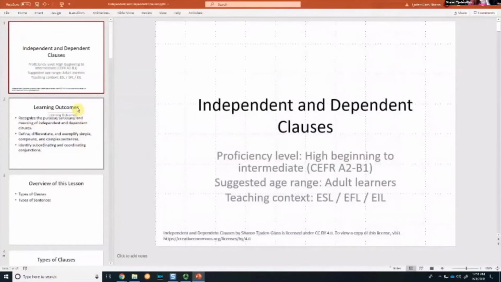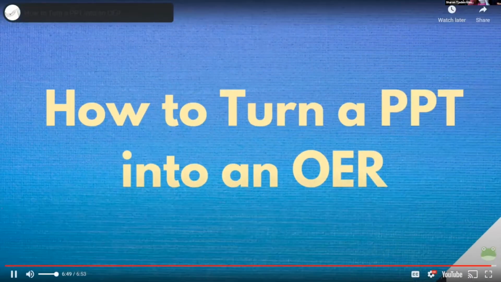So I hope that this was helpful for you to make your PowerPoint lessons into open educational resources for other teachers to use. It's such a great thing to do, and I highly encourage you to do it.